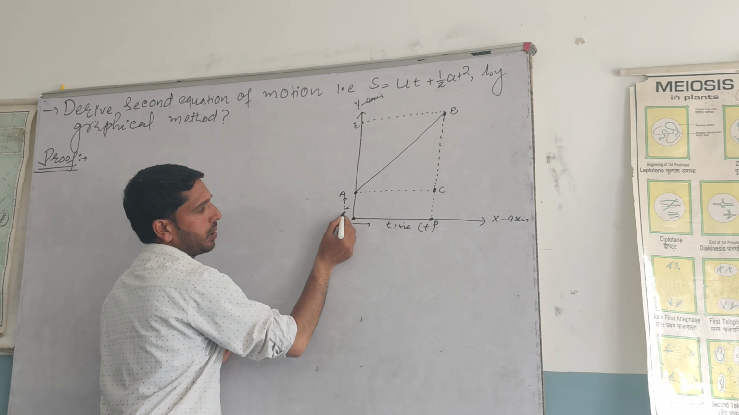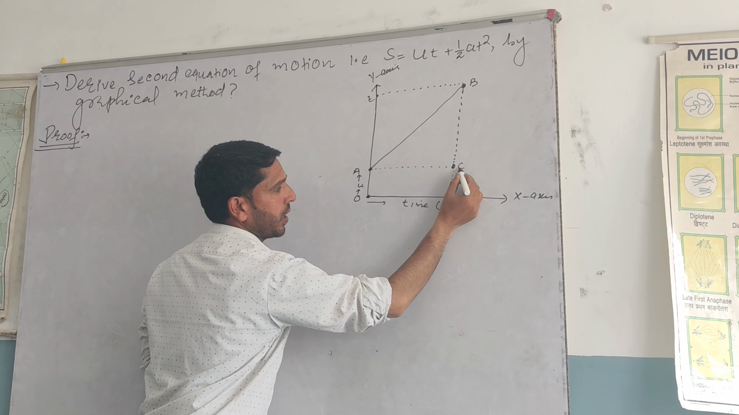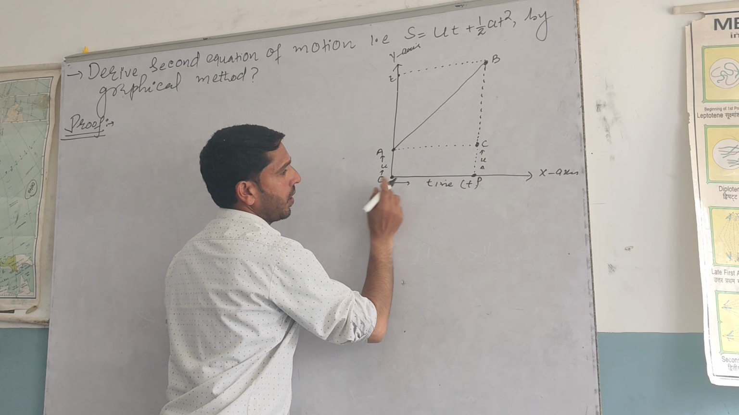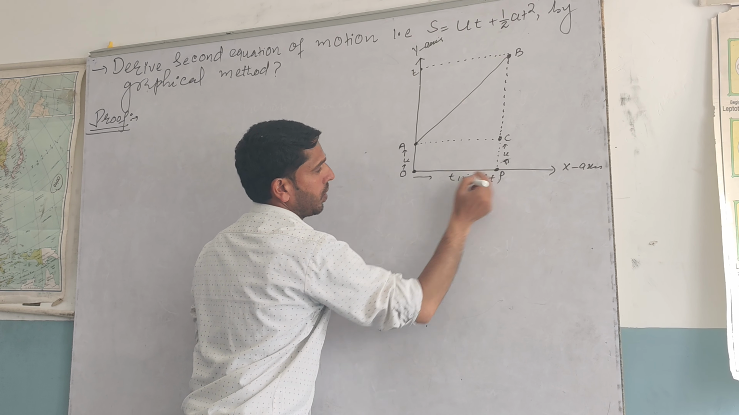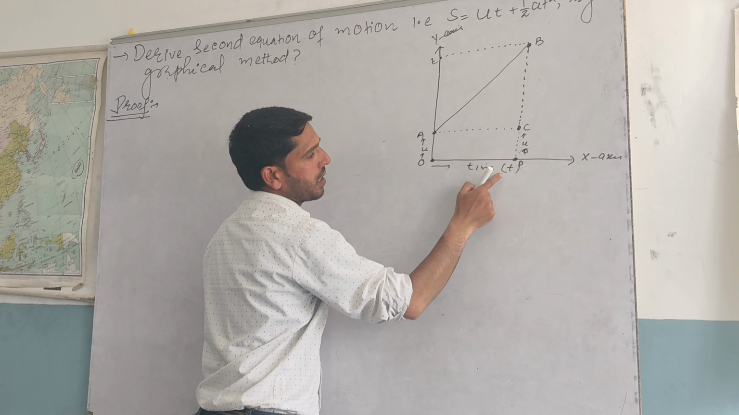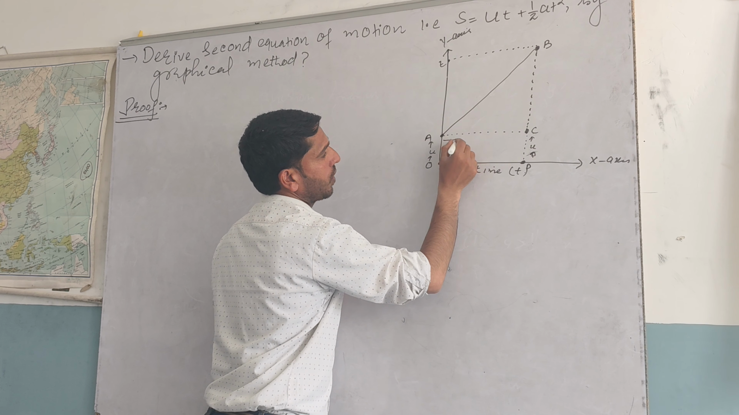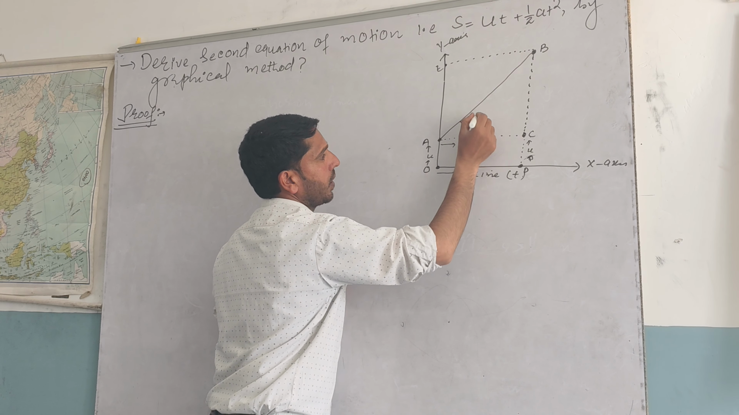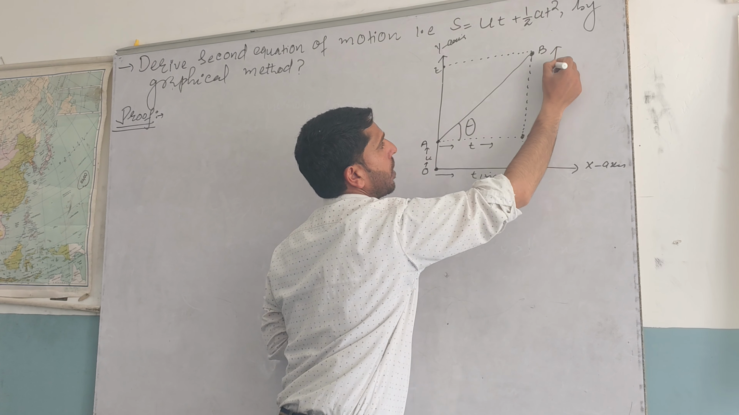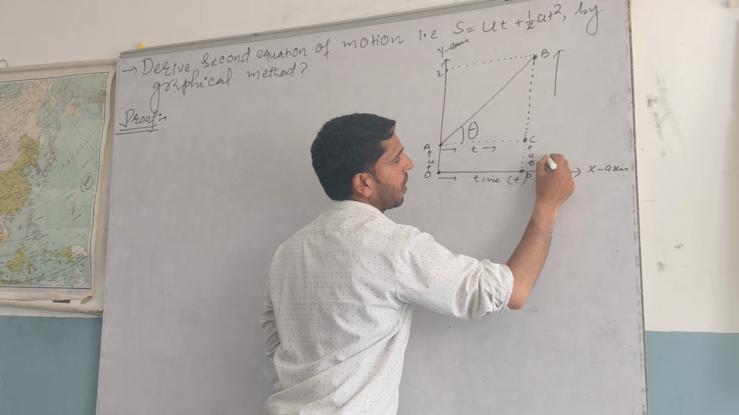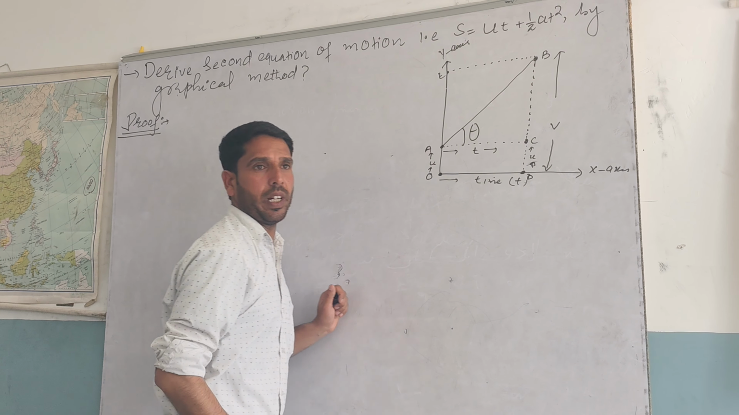OA is u. Since we know that it is parallel to CD, so again it is u. This OP is parallel to AC, and OP is t, so this is also t. And this is the angle theta. Let us assume that B to D is equal to v.